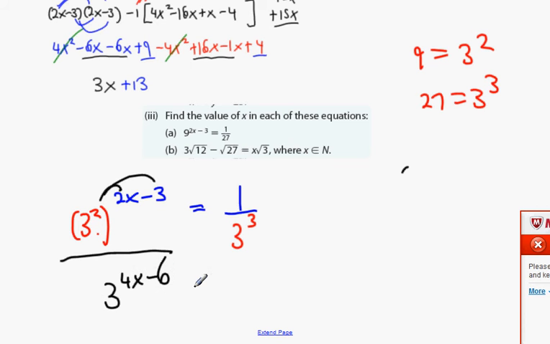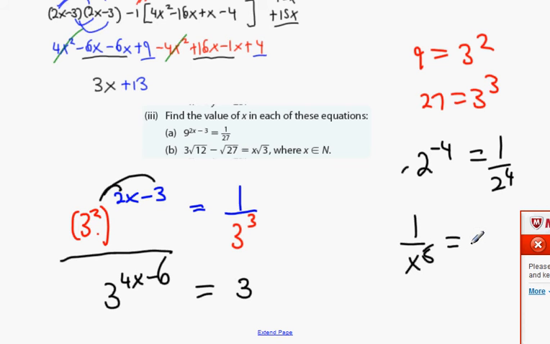Now, what's the rule for this one here? It's 3 to the power of something, but what is that something? Alright, let me show you some stuff here. 2 to the power of minus 4 is 1 over 2 to the 4. Vice versa. 1 over x5 is the same thing as x to the minus 5. What do you think you can do with this one? To bring it to the top, all you have to do is change the sign of the power. It's a learn off, okay?